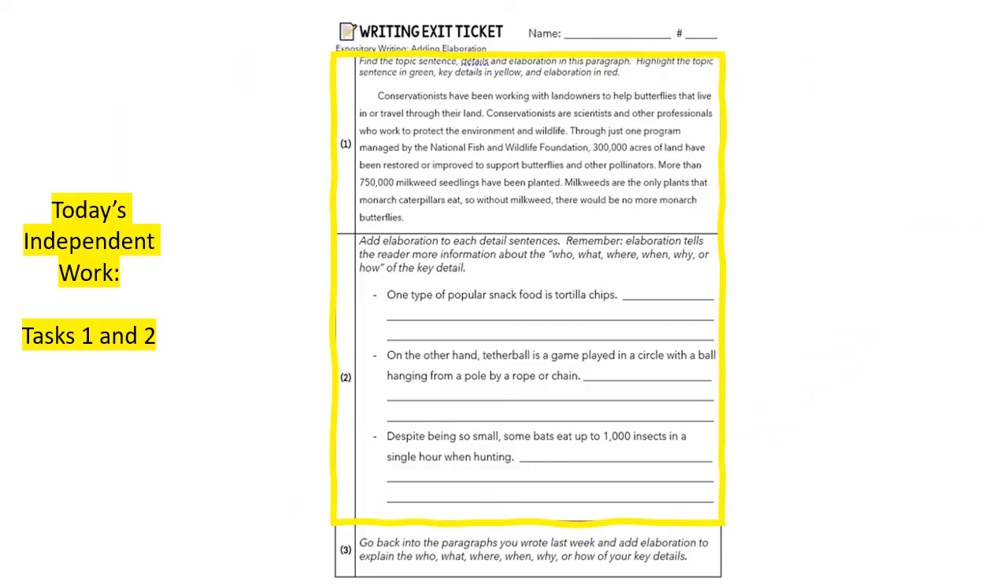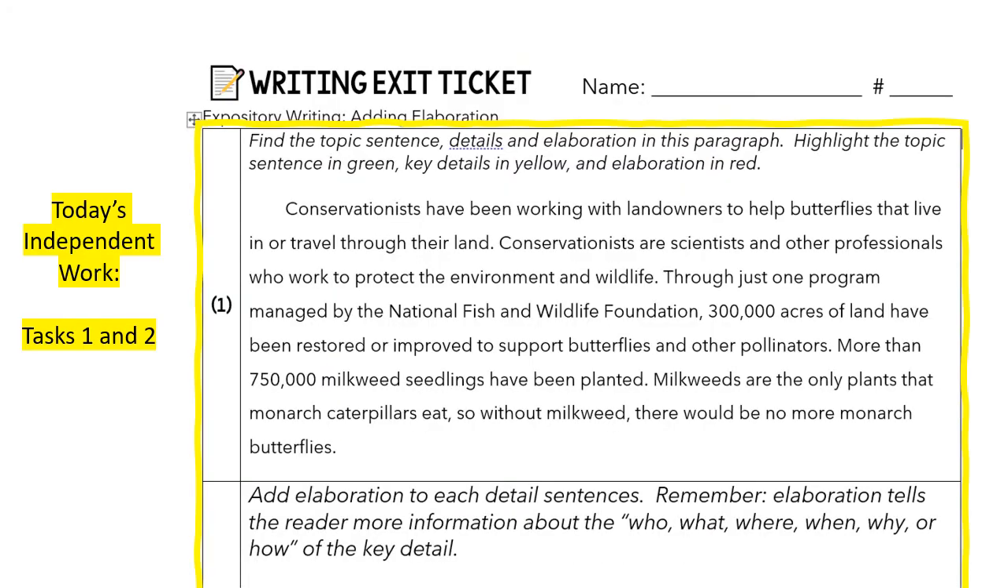Let's take a look at what you're going to be working on today. Today for your independent work, you are working on tasks 1 and 2. Use your time wisely to get started today. And then if you need more time, tomorrow you might have some more time to finish up. But use your time wisely and see how far you can get. You'll be doing tasks 1 and 2 on your writing exit ticket, and I'm going to zoom in and explain the details about the directions for each.